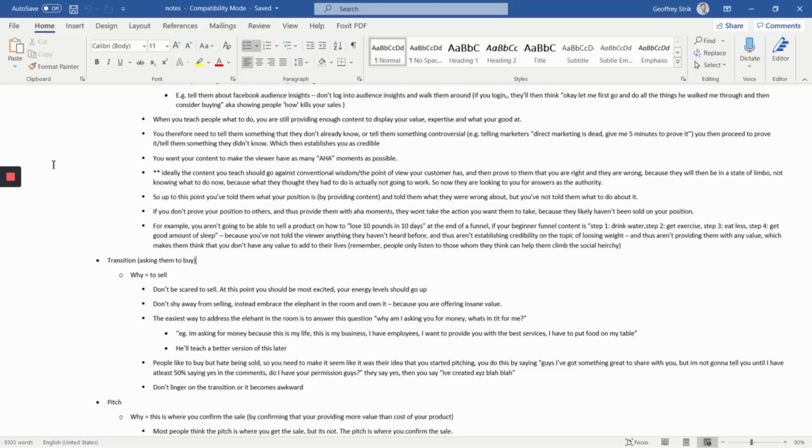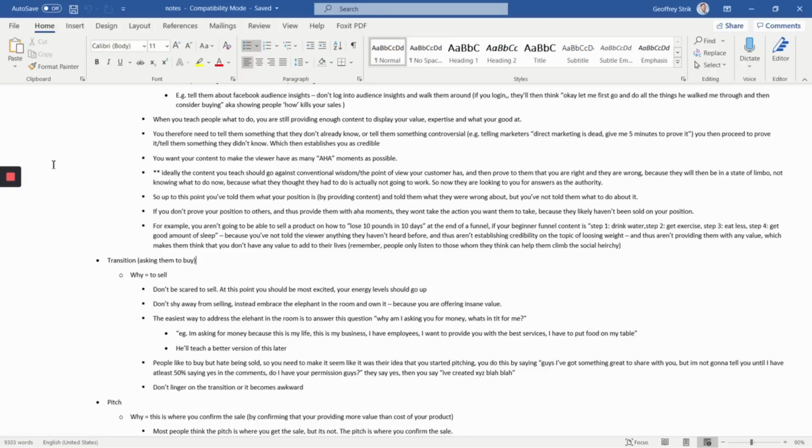You don't want to linger on the transition or it becomes awkward. So this entire section of the copy should be fairly straightforward and fairly quick. You're excited. You aren't afraid to be blunt about the fact that you're now transitioning to offer them a product. You're aware of the fact that you're offering your prospects a lot of value, and you're making it clear that you're charging them money for reasons that they can support. That's the entire point of the transition.